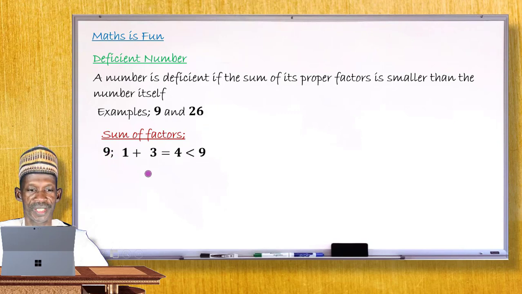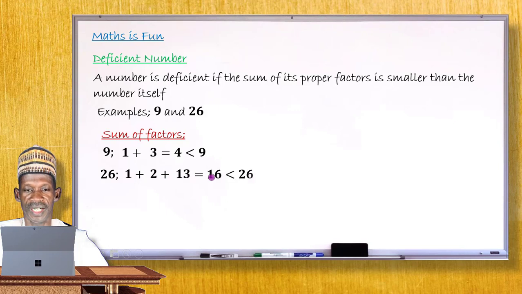Next is 26. Let me take 26. Its proper factors will now be 1, 2, and 13. These are the proper factors of 26, those numbers that can divide 26 with no remainder. So if I add these three numbers, 1 plus 2 gives me 3. 3 plus 13 will now give the answer 16, and you can see 16 is smaller than 26, which means 26 is deficient.